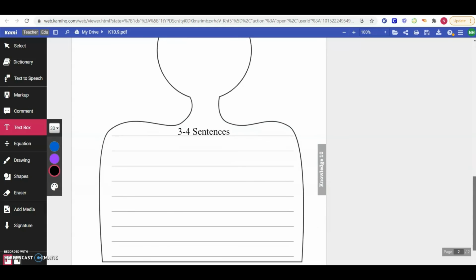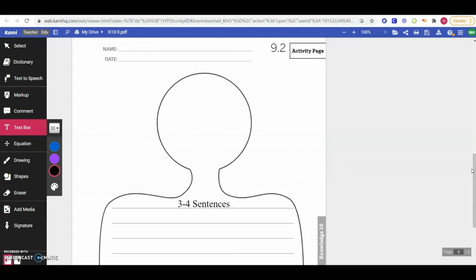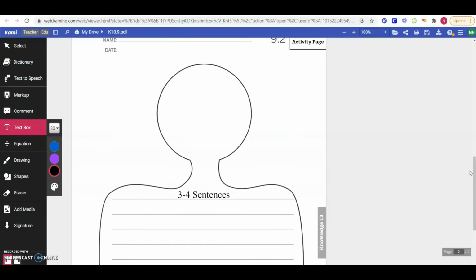When you are finished explaining what that day full of healthy habits looks like, if you would like, you may illustrate your person to make it look like you, or you can leave it if you do not wish to do so. When you are done, whether or not your person has been illustrated, go ahead and turn it in, and you are all finished today.